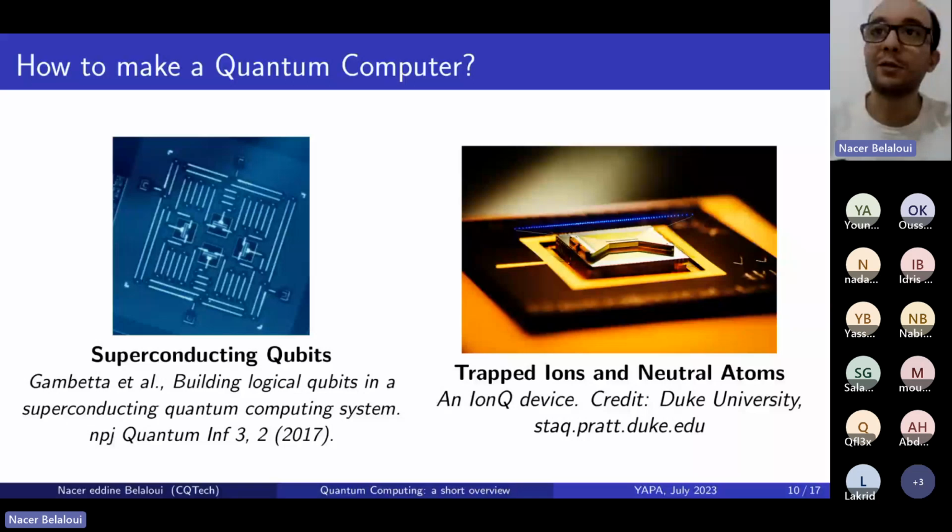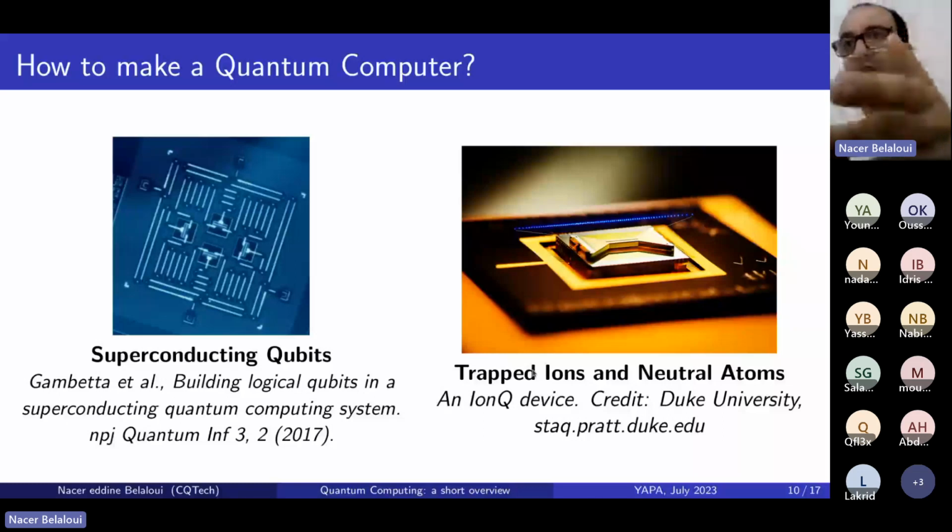Of course, it also has some downsides. It's very hard to control and to trap a large number of ions. So superconducting qubits today have a lot more qubits than trapped ions or neutral atoms. Trapped ions are also electrically charged, so they will interact with each other a lot, and we don't want that. We want them to interact when we want them to interact, but not on their own. They will also interact with the environment.